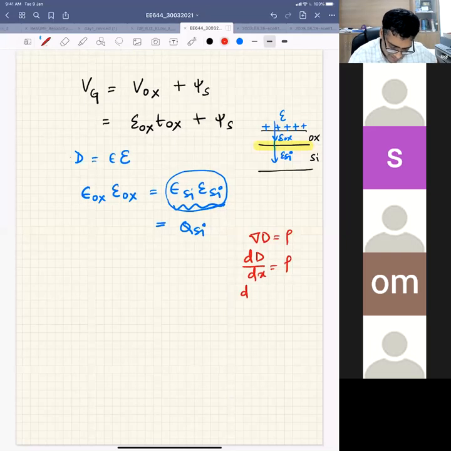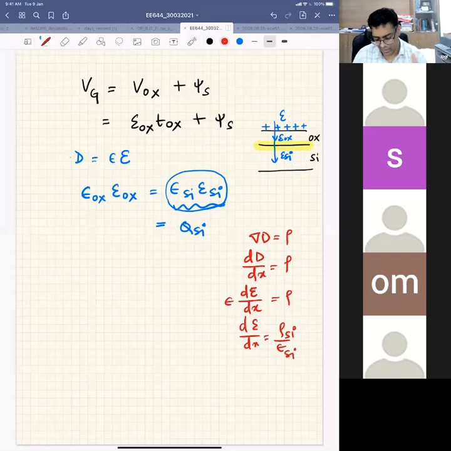So dD is epsilon dE by dx equal to rho, so dE by dx equals rho by epsilon. If rho is the charge in the silicon, then dE is nothing but rho silicon divided by epsilon silicon times dx.